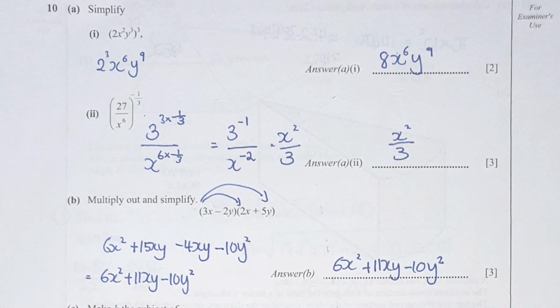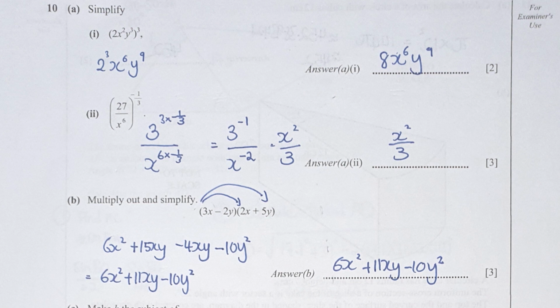At section 10, part A, this is the indices topic. Hence, you're required to multiply the 3 into all of the powers over there. So you get 2 to the power of 3, x to the power of 6, and y to the power of 9, which results in 8x to the power of 6 and y to the power of 9.